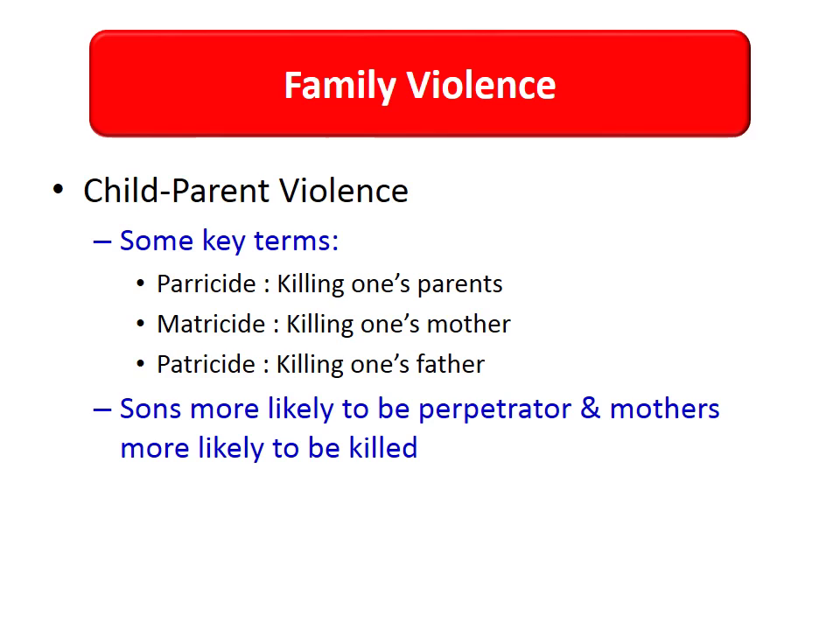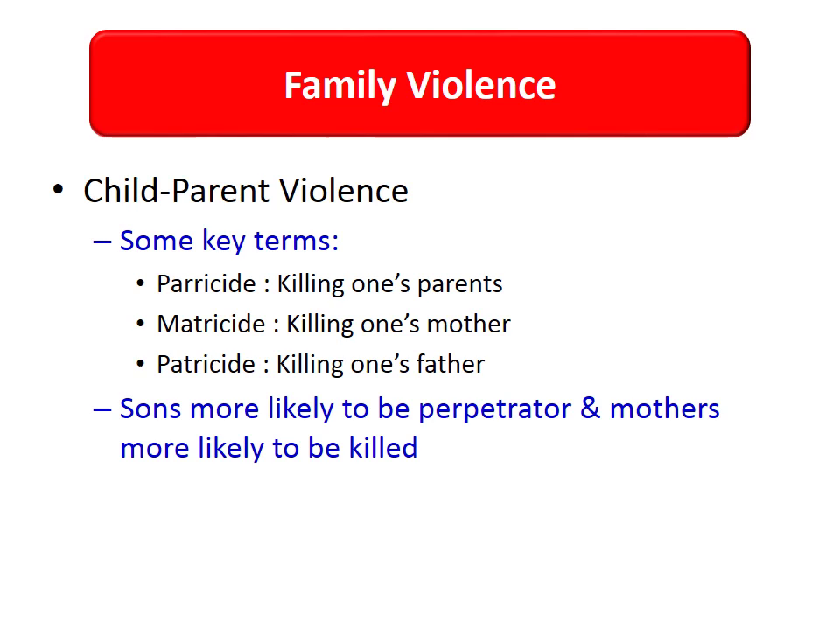Some of the key terms associated with child-parent violence are shown on this slide. Parricide is the term used when a child kills both his parents. Matricide is the term used to describe incidences where the child kills his or her mother. And patricide is used to describe crimes where the child kills his or her father.